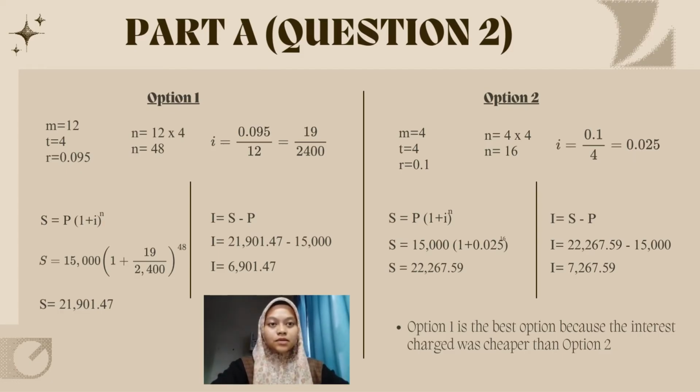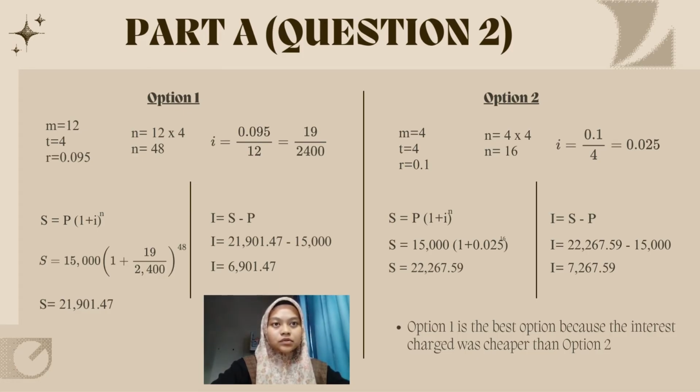For option 2, the information given is M equal to 4 because it's compounded quarterly, T equal to 4, R equal to 0.1, N equal to 4 multiplied by 4 equal to 16, I equal to 0.1 over 4 equal to 0.025. We will use the same formula for option 2. S equal to P(1 plus I)^N. S equal to 15,000(1 plus 0.025)^16.